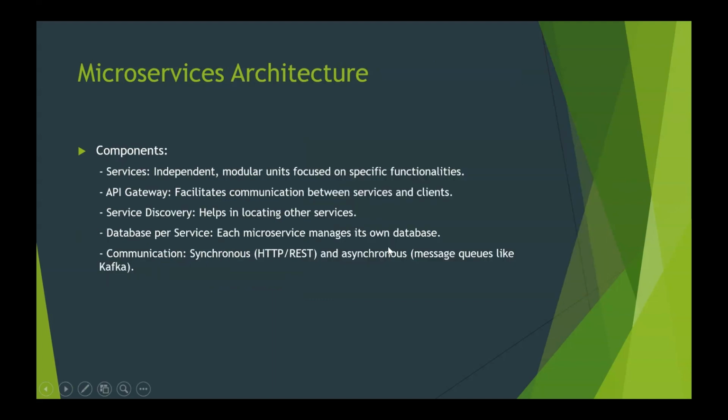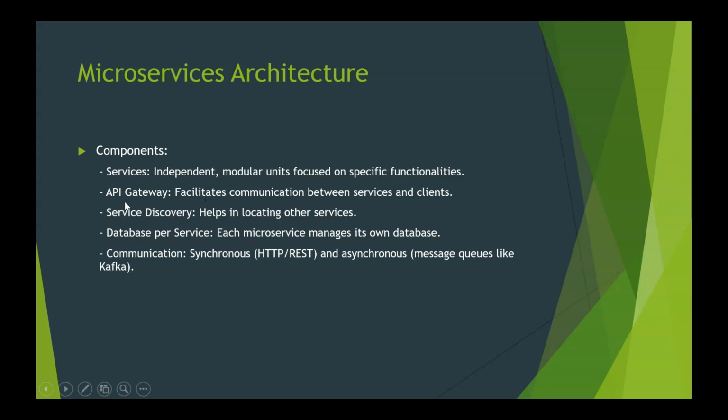let's go ahead. Let me discuss some of the components of microservices architecture. The first one is services. Services are nothing but the small parts of your application. These are independent modular units focused on specific functionalities. So suppose you have created one microservice just to support the email functionality of your application. That can be one service or one part of your application, and that is called a service or microservice.